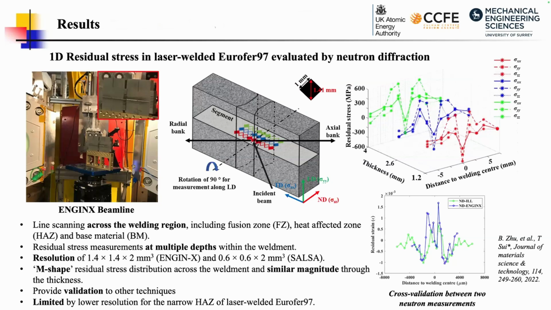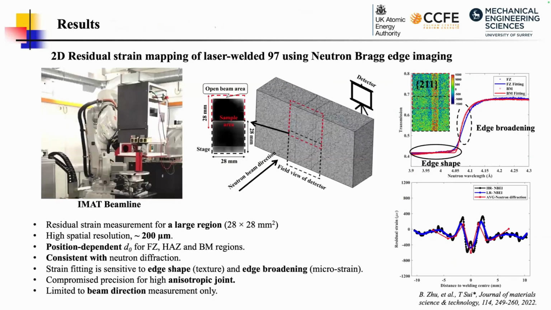And we can also find an edge-shape distribution here, and from the results we can find there is not too much variation in the zero thickness directions. So even though the resolution of the SELSA beam line is relatively higher, it's still not high enough to characterize the narrow heat-affected zone region in this laser welding sample. So in that case, we use neutron imaging to look at a more detailed residual stress distribution, because the spatial resolution can be up to 200 micron.